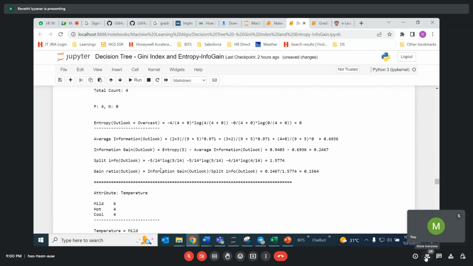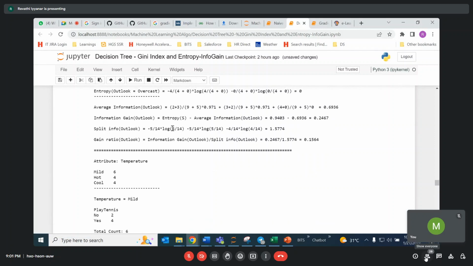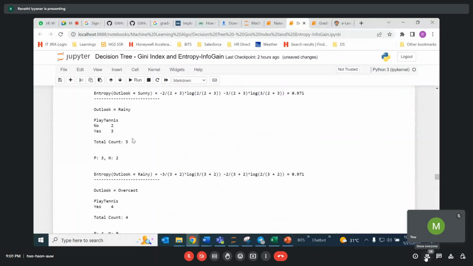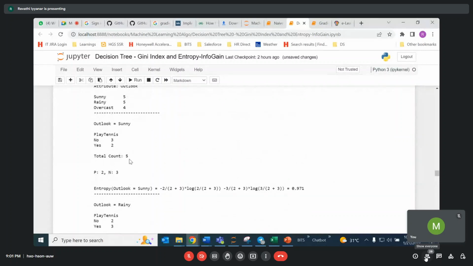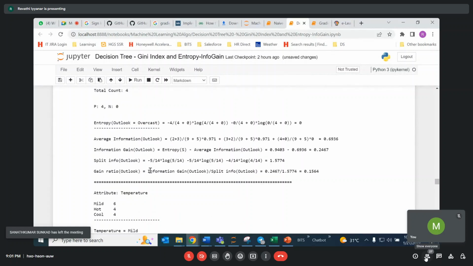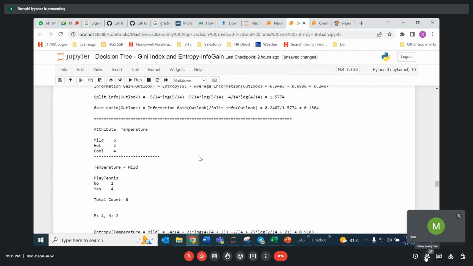How does it know that? For each of the values, it is minus 5 by the total number of rows, minus 5 by 14 log of 5 by 14, like that. Here for sunny it is 5, 5, and it is 4. And then the gain ratio is information gain divided by split info.